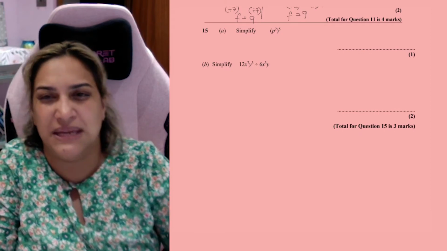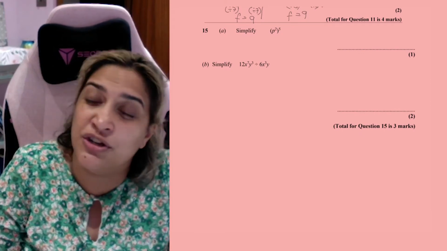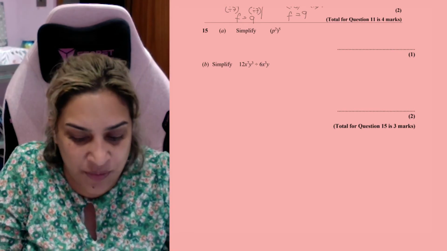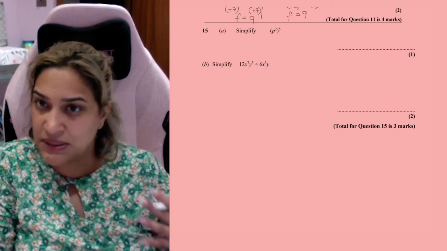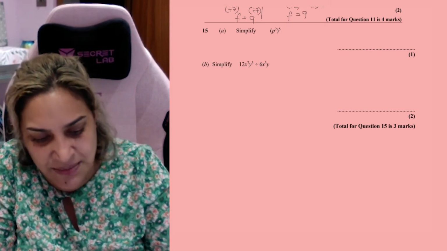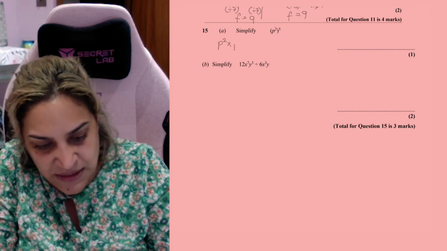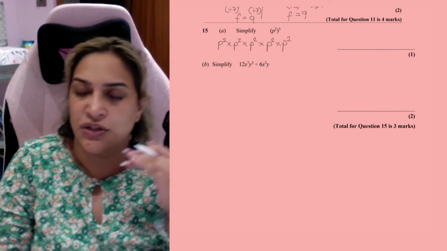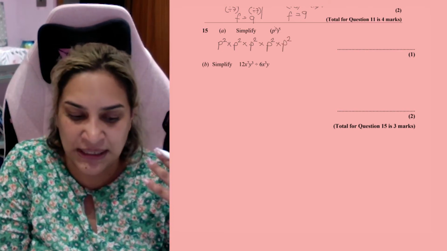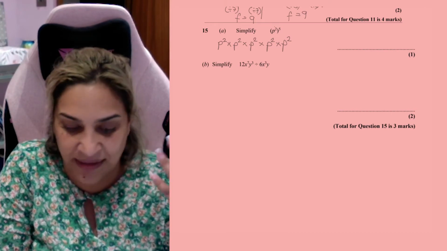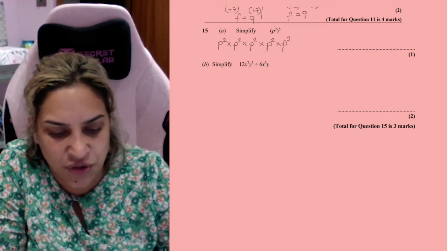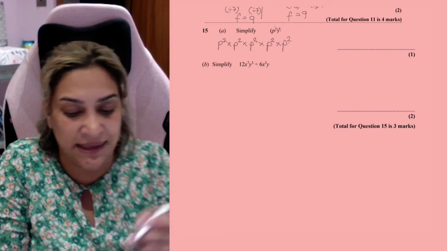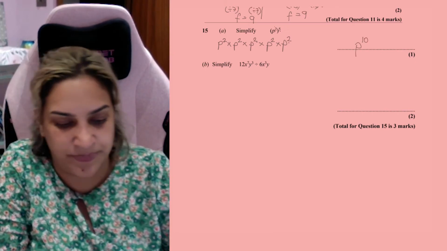Okay, we've now got some indices. We're going to do more indices, like I said, and I think that's the next one. But for the moment, these are still simplifying. Now indices, this means p squared times p squared times p squared times p squared times p squared, doesn't it? So when we've got things to the power, it's the same thing again and again, which means we just add them up. So 2 times 5 is 10, or we could do 2 plus 2 plus 2 plus 2 plus 2, all of which gives us 10. So we've got p to the power of 10.